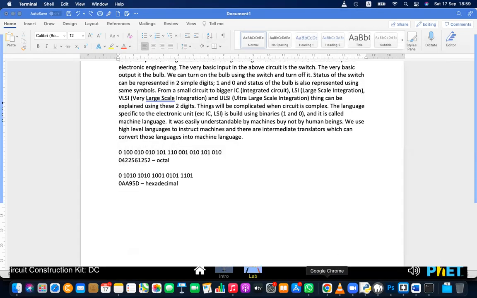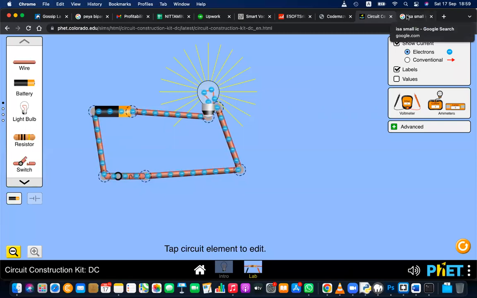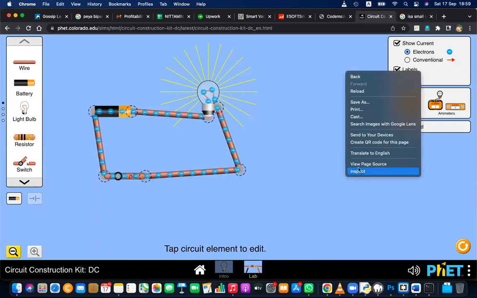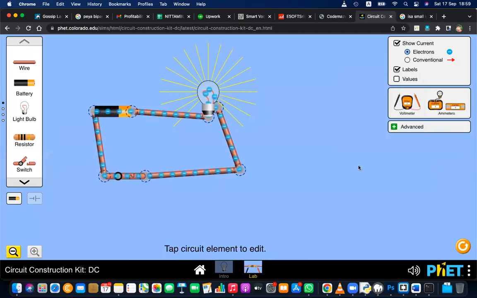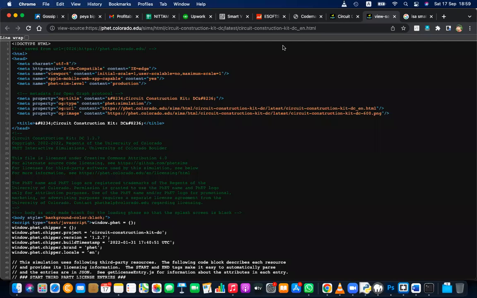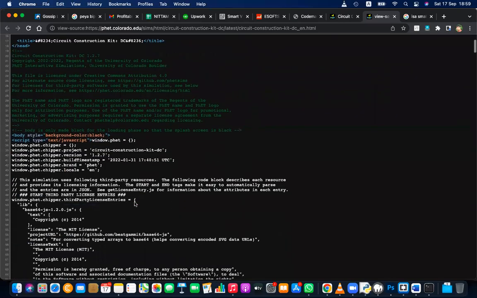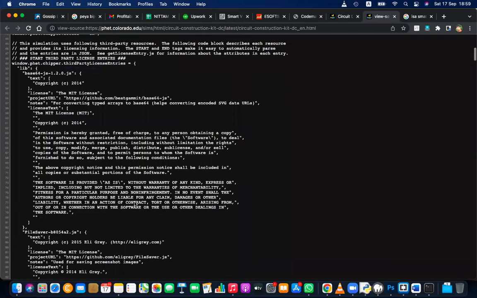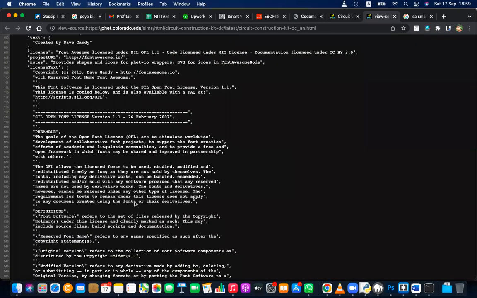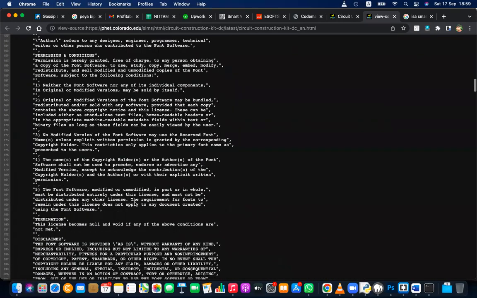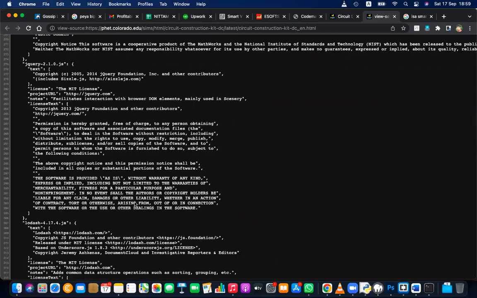Okay, let's go to a web page. Let's see this web page. You can right click and go to view page source. You can see the code. So in this code, can you see? This is the website code that is given. Let's move down.